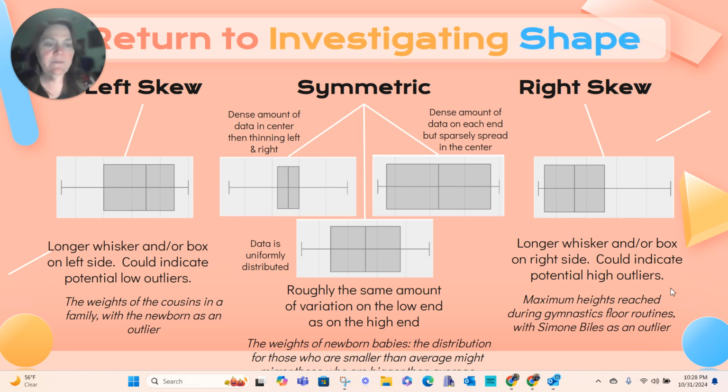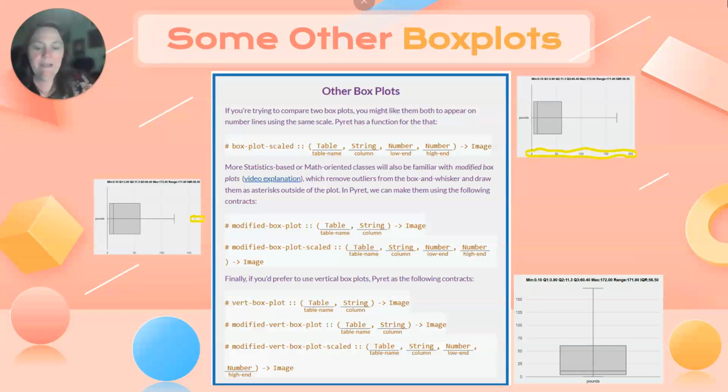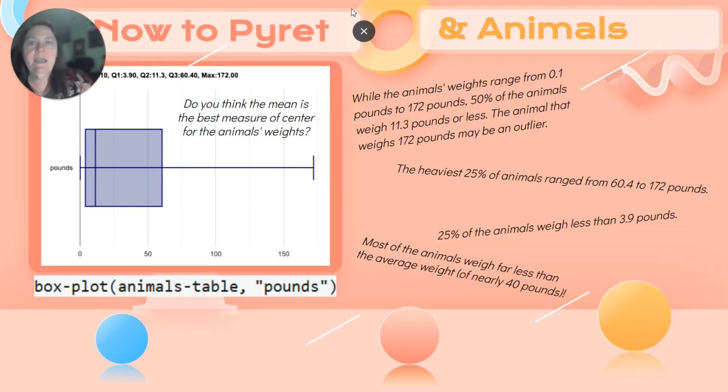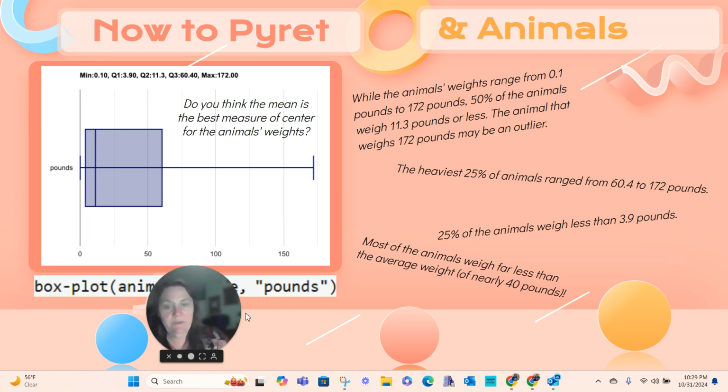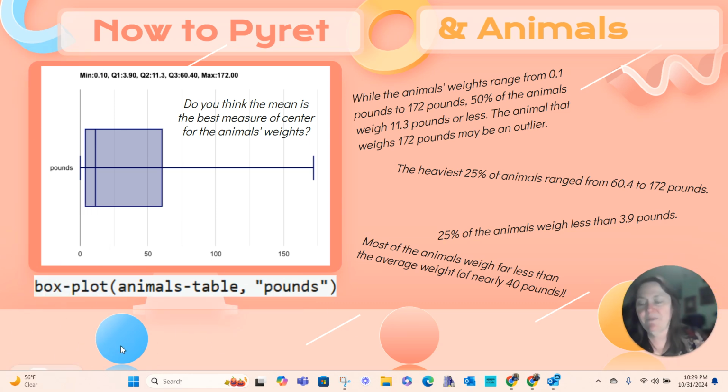The right skew, you have here high outliers like Simone Biles with her floor routine when she went so high in the Olympics that we just recently had. Giving them some context for the shapes. Oops, sorry about that. And then move on to Pirate. And now let's put the context into Pirate, and it's a pretty simple one, just the table and the column.